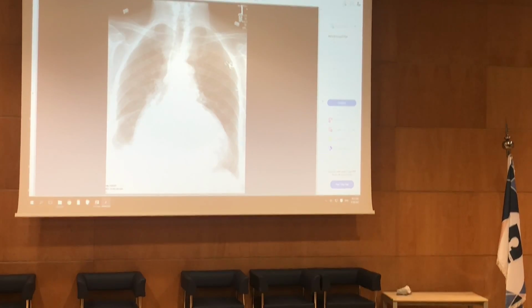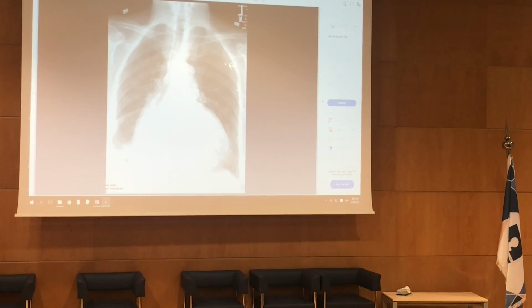Here we see the left costophrenic recess. It's clear, it's pointed, but it's not the same on the other side. On the other side there is increased density, right? And there is what we call a stenting because there is fluid in the pleura filling the right costophrenic recess, right? And this is a small pleural effusion.